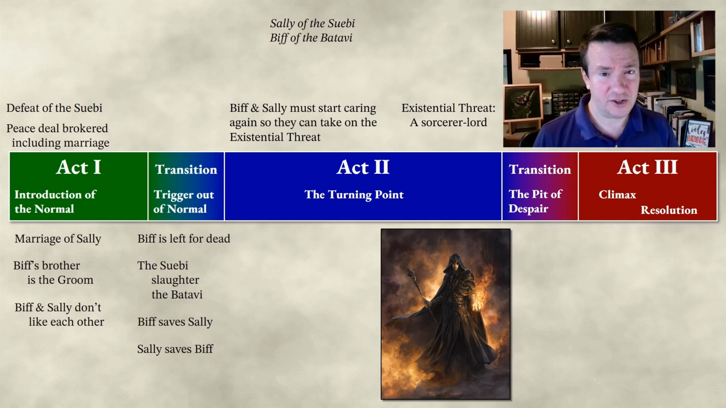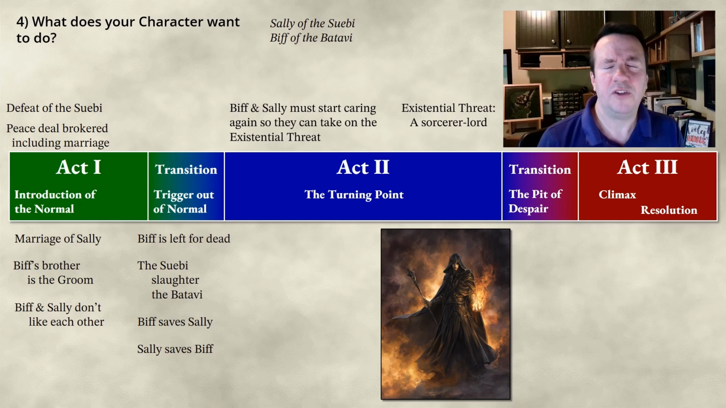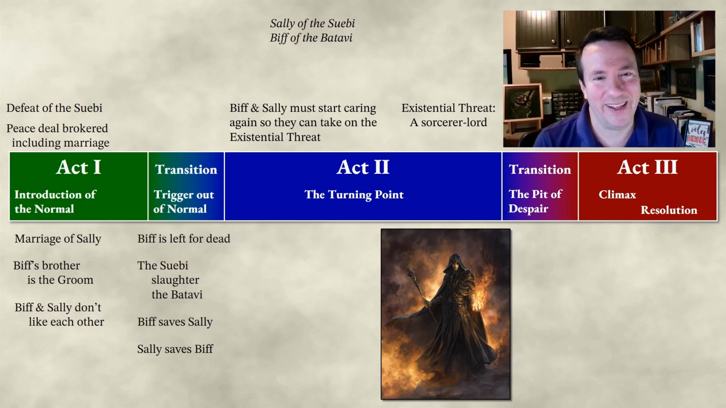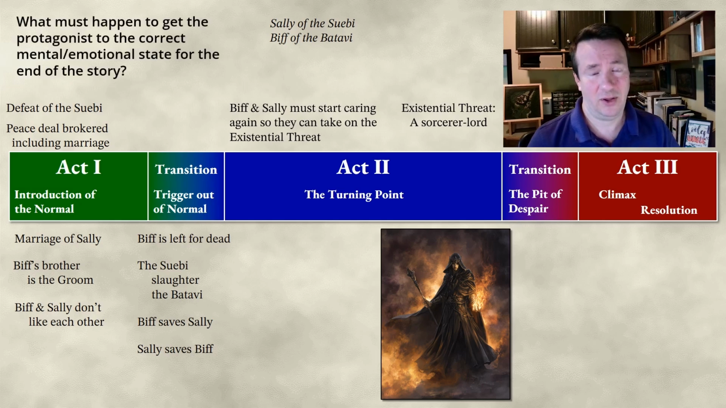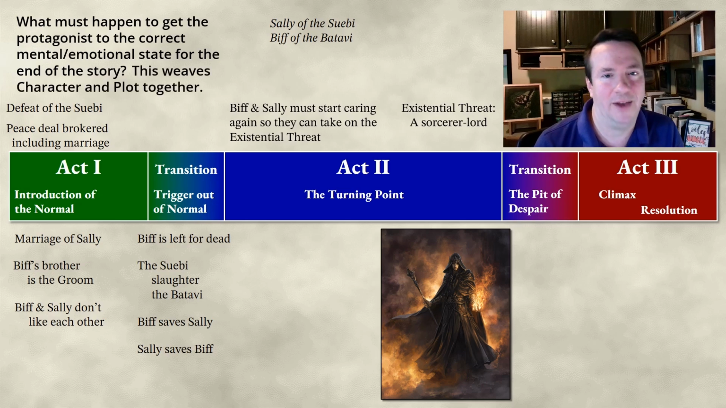If genre considers audience expectations and geography looks at external influences, character motivation looks inward. What does your character want to do? What drives him? Also, if you have an end in mind for your story, unlike I do with Biff and Sally, it is important for you as an author to consider how you can get your protagonist to get to the mental and emotional state that you need him to achieve for the end of the story. This is an incredibly important consideration because it weaves character and plot together.